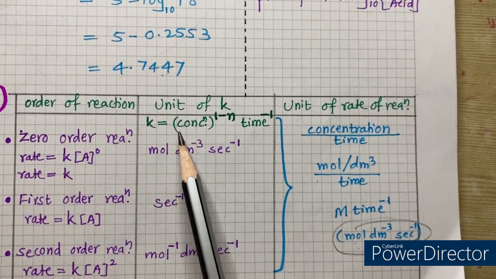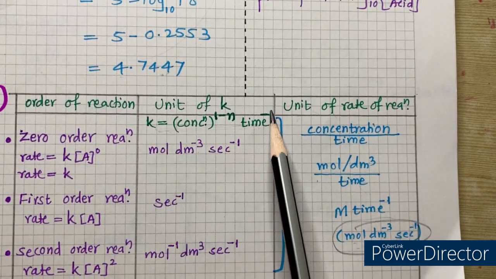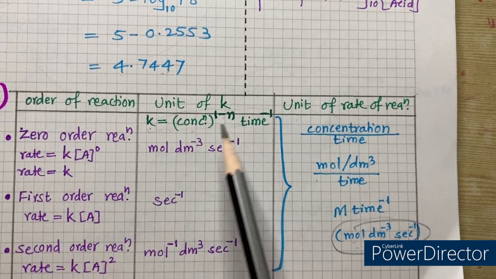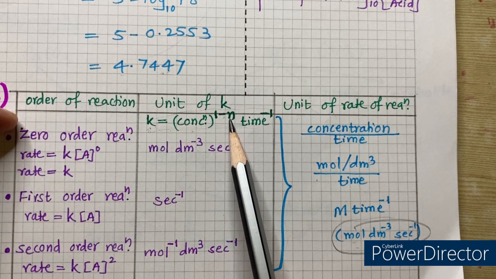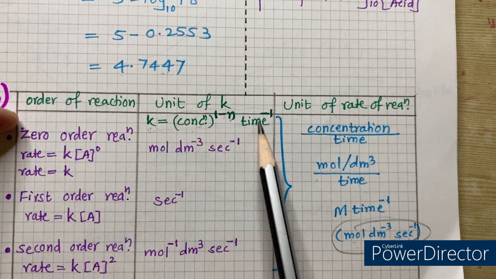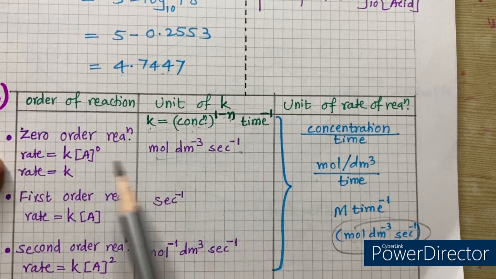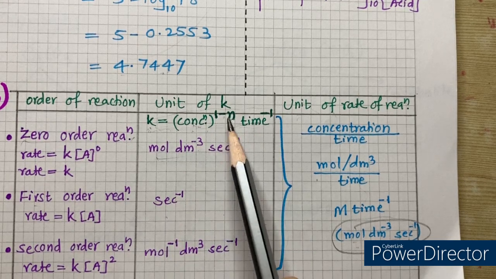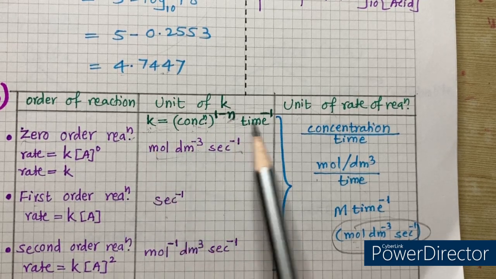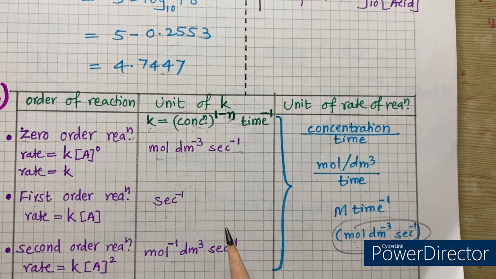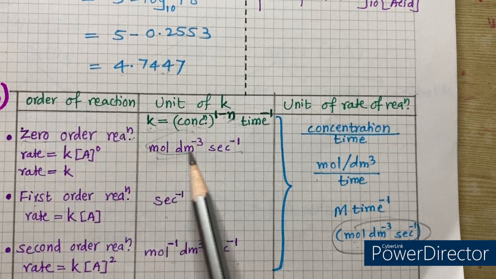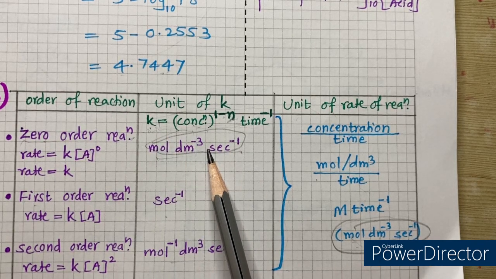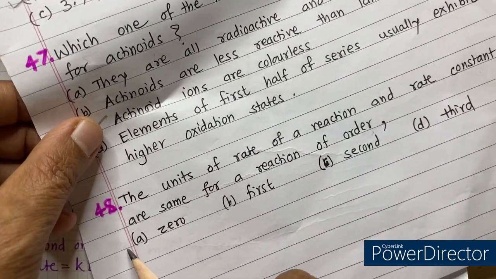Now, remember this formula for the determination of the unit of K, the rate constant. Now, for zero order, this n is equal to 0. Therefore, 1 minus 0. Now, this is for zero order. Now, for first order, n is equal to 1. Substitute this. Find out this. For second order, n is equal to 2. Then, the answer is this. Now, for zero order, the unit of K and the unit of rate of reaction are the same. Okay. That is, our answer is zero order.